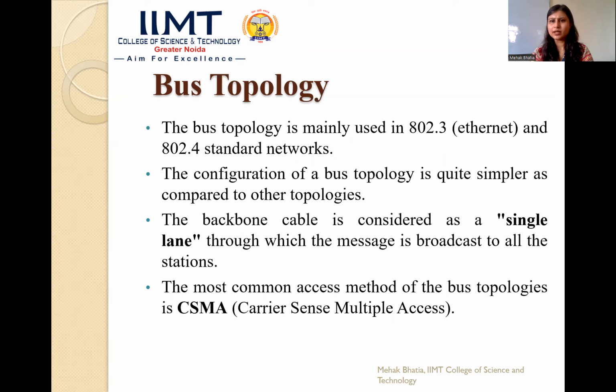It is very simple to understand. It is one of the basic topologies in which all the devices are connected with one cable, which is the drop down cable, and further they are connected through a backbone cable. The backbone cable is considered as a single lane through which the message is broadcast to all the stations. The most common access method of the bus topology is CSMA, which is carrier sense multiple access.